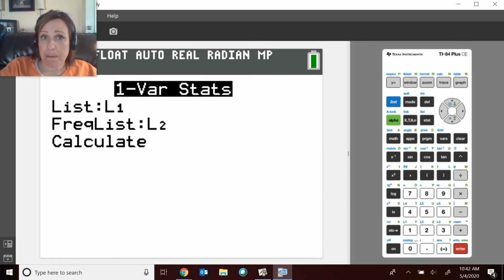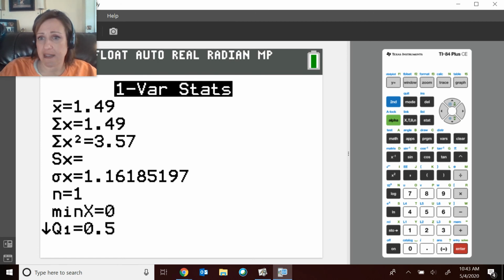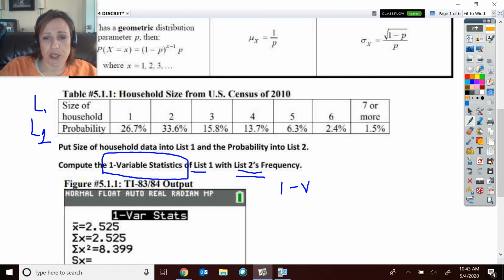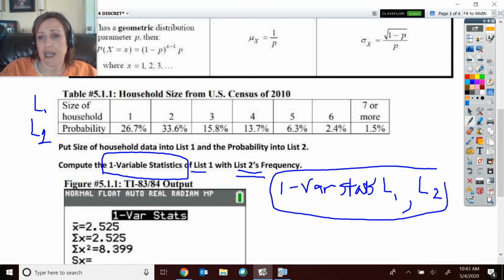But if you don't have this menu that shows up, then you have to put it into your calculator like this. You've got to type one variable stats, and then you have to type L1, comma, L2. It's very important: L1, comma, L2. If you leave off the comma L2, then all it's going to do is the average of L1, which is just the average of those numbers there.